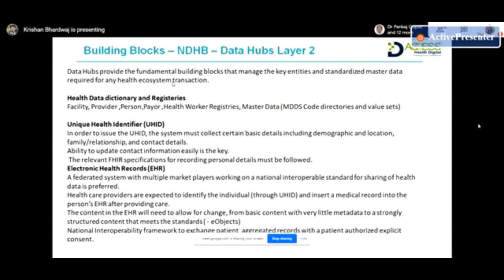And then they are clearly saying that all these different registries should store the minimum details to generate the IDs. For example, the person or beneficiary registry should store demographic and location identifier data, family relationship data, contact details, and they are recommending the FHIR specification be followed in developing the schema of these registries. So the FHIR Person resource or Patient resource can be used with some customizations for Indian requirements. That can be one way of defining the patient registry schema.